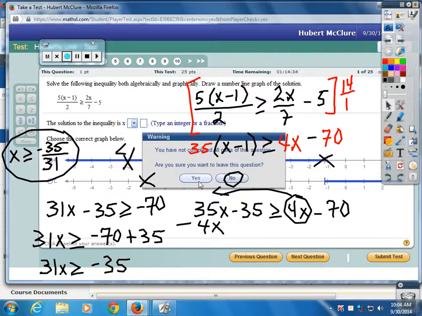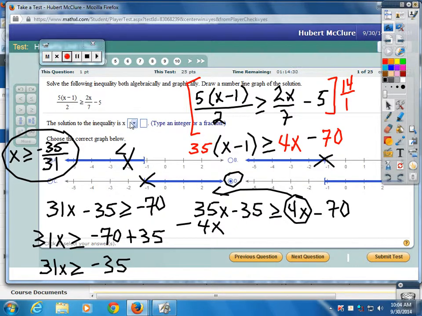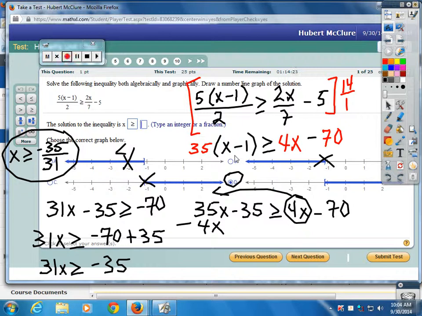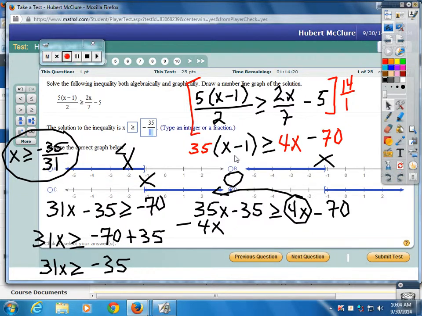Did I not answer? Oh, I didn't answer the question. X is greater than or equal to negative 35 over 31.